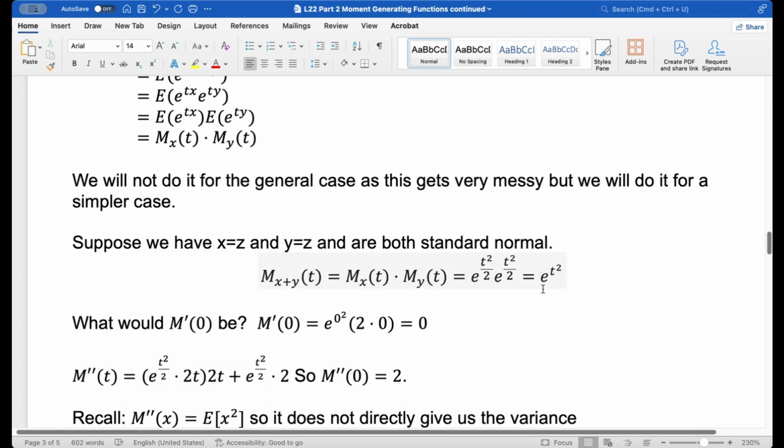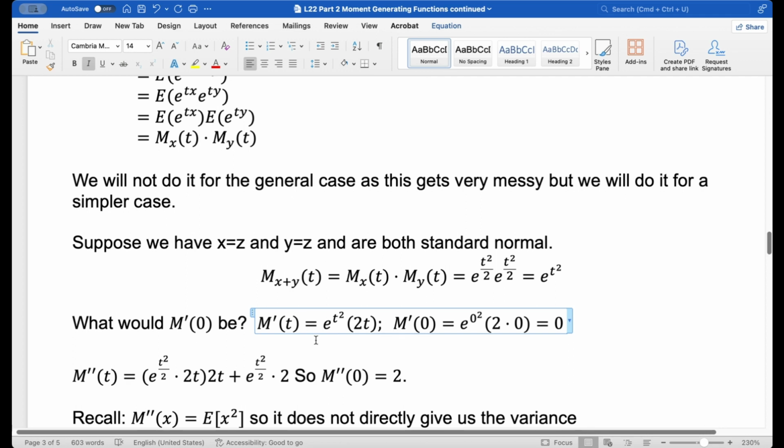So first derivative is e to the t squared times 2t. Let me just write that in here. m prime of t is equal to e to the power t squared multiplied by 2t using the chain rule: the exponential times the derivative of the exponent, 2t. Plugging in 0, we're going to get e to the 0 times 2 times 0, which is 0.